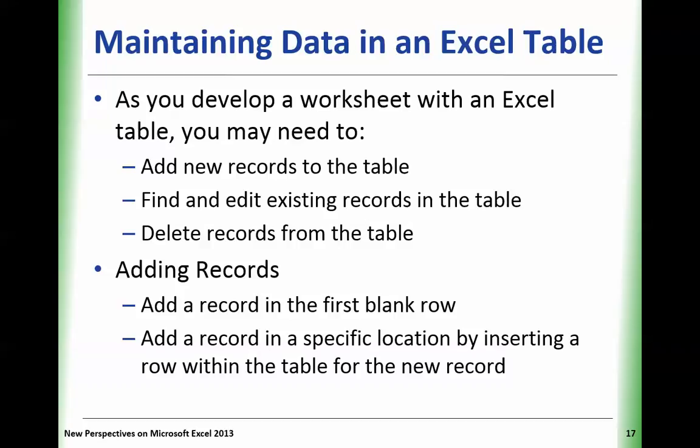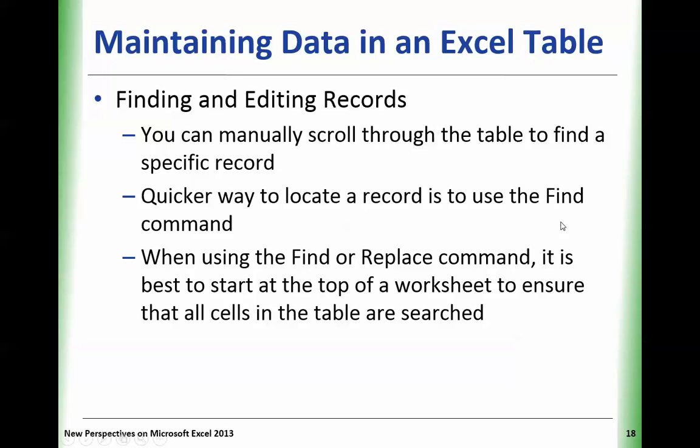When we add records, we add a record in the first blank row, or we add a record in a specific location by inserting a row within the table for the new record. When we're editing, you can manually scroll through the table to find the specific record, but if you're looking at thousands of records, the quicker way to locate it is to use the find command.